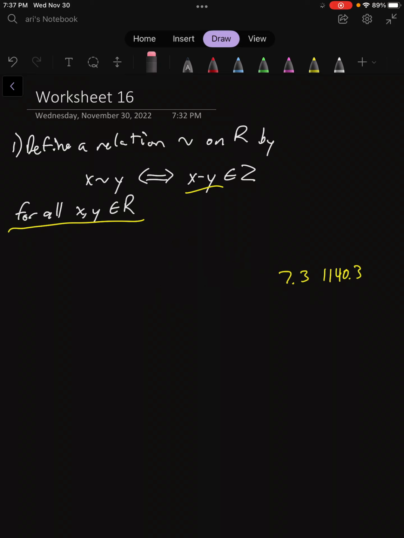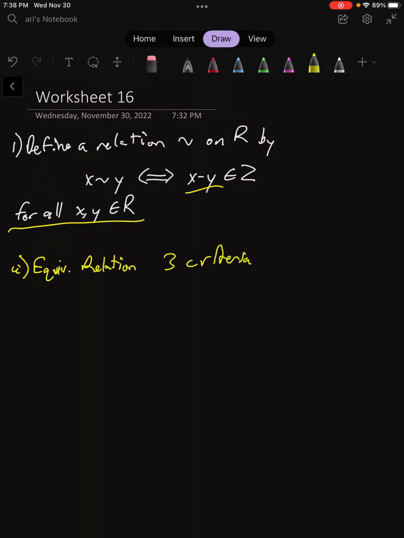Okie doke. So part A says show that tilde is an equivalence relation. So we learned about equivalence relations last time, and there are three criteria. We have to show that it's reflexive, meaning it has fast reflexes. Symmetric. And transitive.